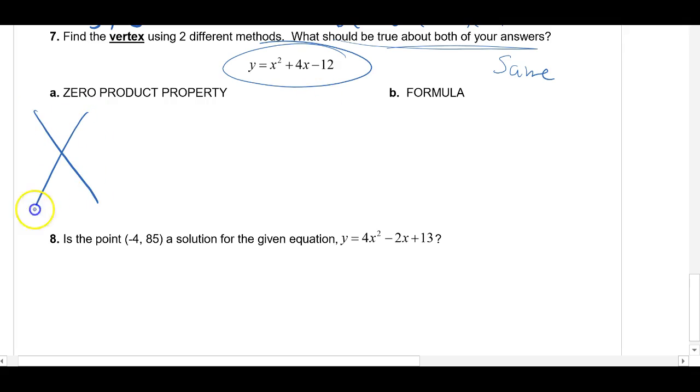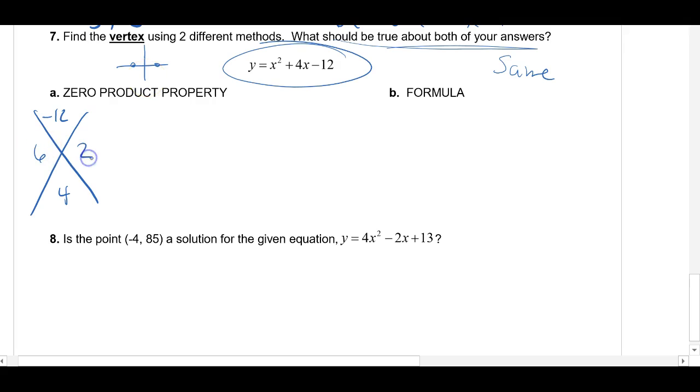That means we're going to use the x. So -12 over 4. And why are we going to use this? Because once we find the x-intercepts, wherever they are, we know that the vertex, the x value, is right in the middle. Okay, so we're looking for those x-intercepts right now.